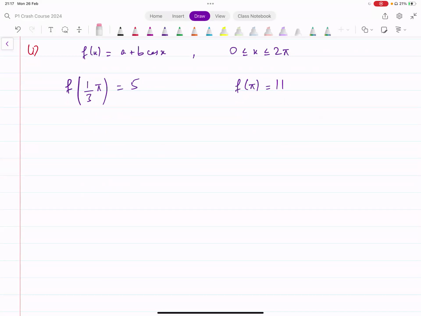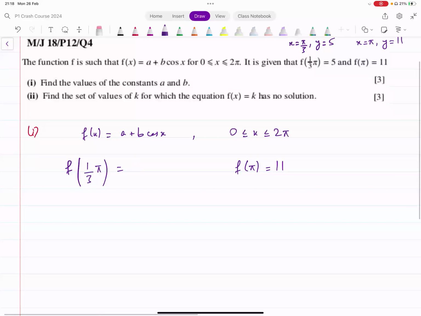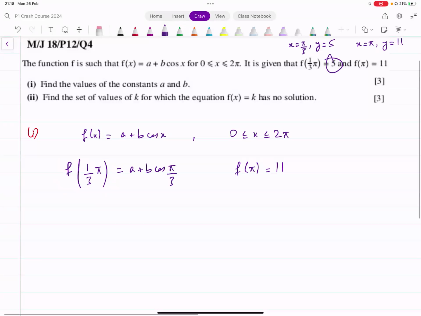What is f of pi over 3 going to be? In place of x in this function, we just input pi over 3. So it becomes a plus b cos of pi over 3. What is this number equal to? It's equal to 5. You replace it with 5. You have 5 equals a plus b cos of pi over 3.